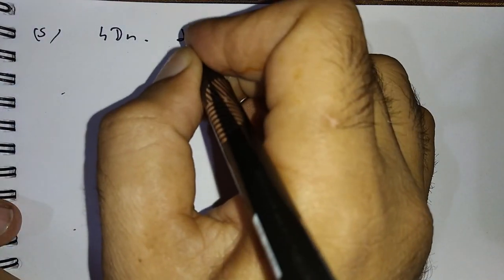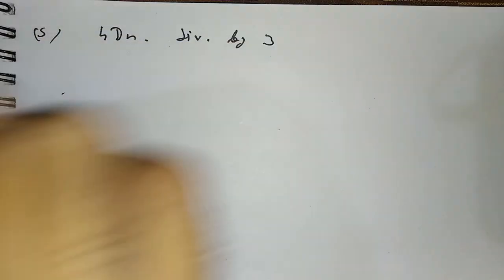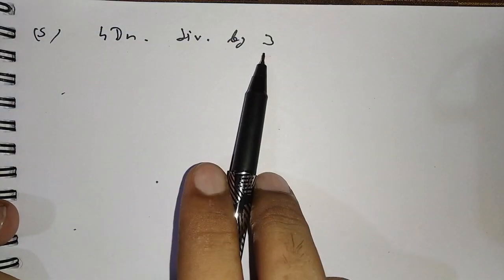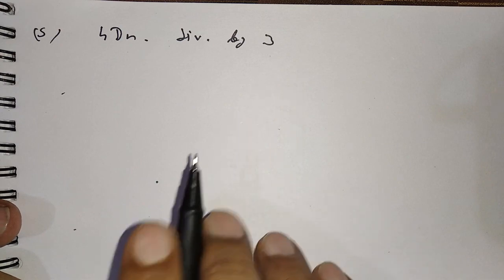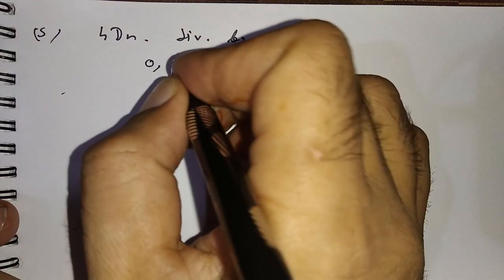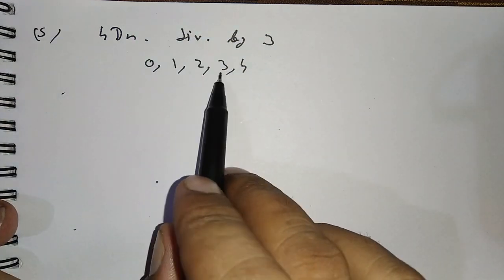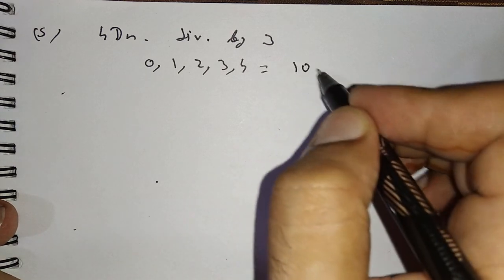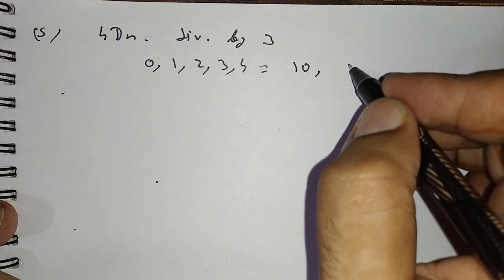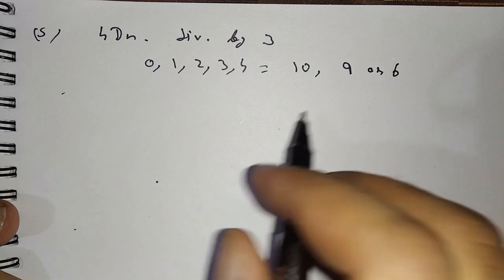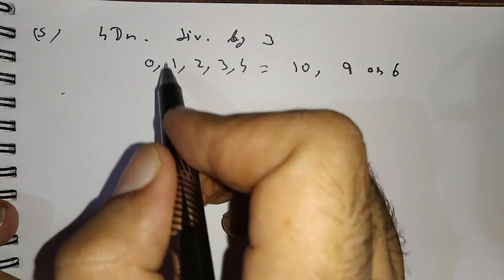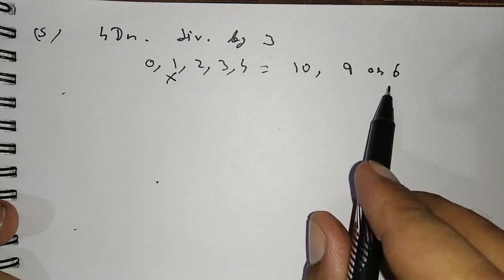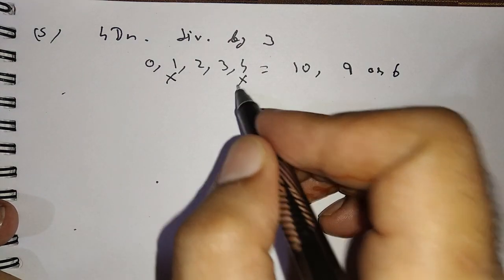Now the next question is a 4-digit number divisible by 3, and we know that a number is divisible by 3 only when the summation of digits is divisible by 3. So we have digits 0, 1, 2, 3 and 4. The summation of these digits is 10, and the number is divisible by 3 only when the summation is 9 or 6. Summation 9 we will get if we remove 1, and summation 6 we will get if we remove 4.